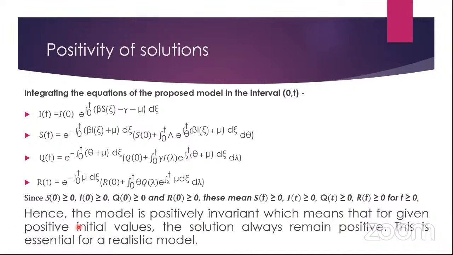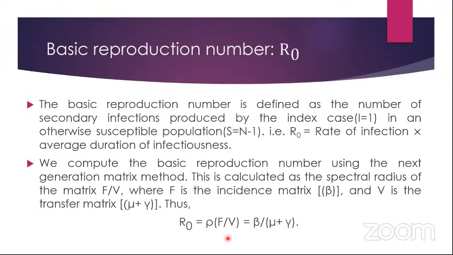Hence the model is positively invariant, which means that for given positive initial values, the solution always remains positive. This is essential for a realistic model. Now we find the basic reproduction number R naught.